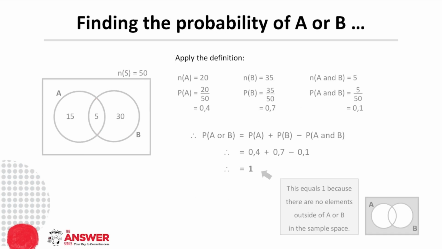Let's use this same example to calculate the probability of A or B. We start by finding the number of elements in A, then in B, then in the intersection of A and B. We then find the probability in each of the cases by applying the definition of probability, in other words, by dividing through by the total number of elements in the sample space. Then we take the formula that is true for any two events and substitute in the probabilities we have just calculated. In this case, the answer for the probability of A or B is 1, which tells us that all the elements in this sample space lie in A or B.